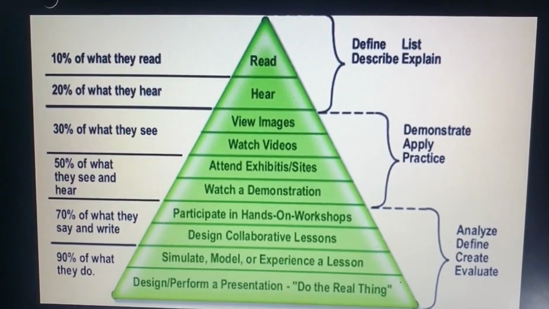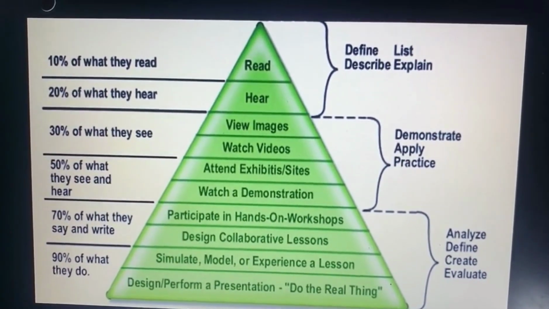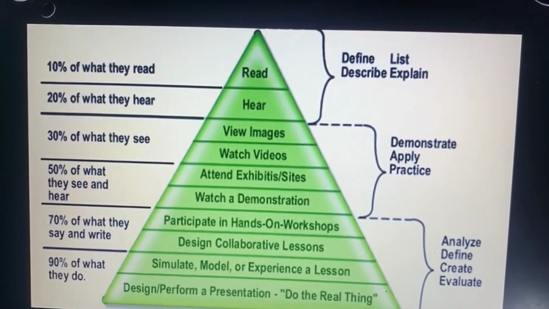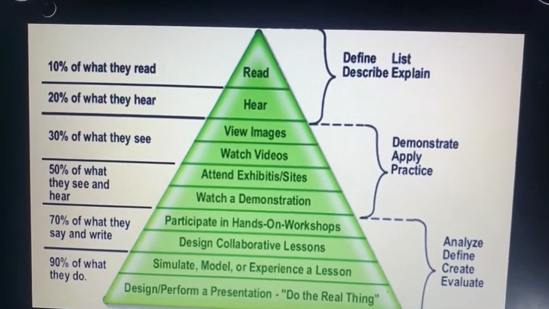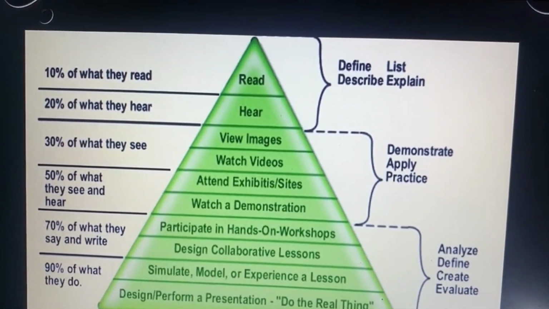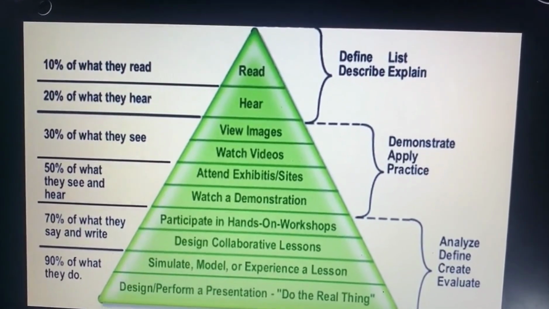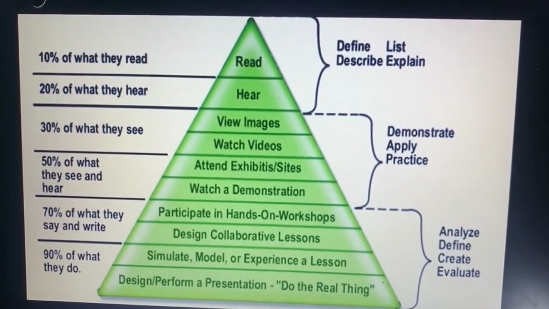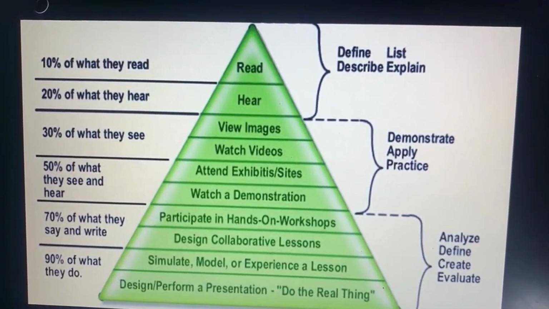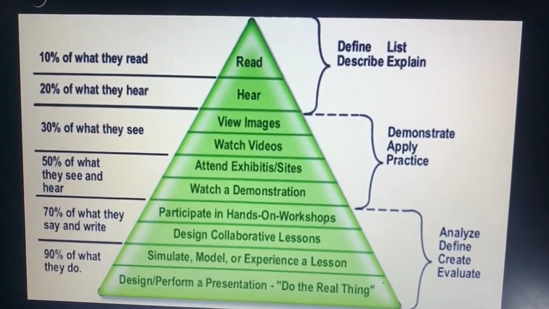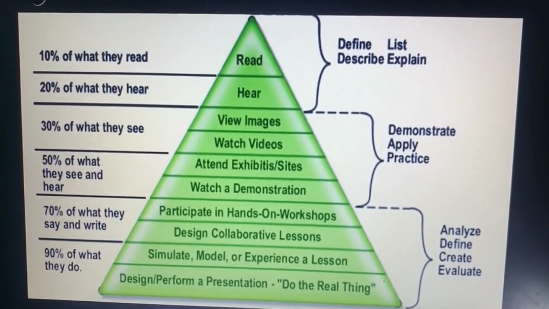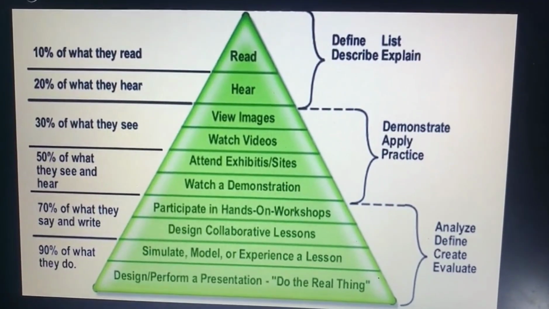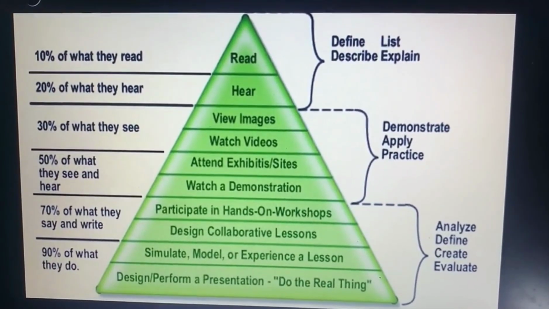So right now we will know the reason why we can only acquire 10% of what we read, 20% of what we hear, 30% of what we see, such as images and watching videos, 50% of what we see and hear, which is attending exhibits and watching a demonstration, and 70% of what we say and write, which is participating in hands-on workshops as well as designing collaborative lessons, and 90% of what we do, which is simulate, model, or experience a lesson, design or perform a presentation, or do the real thing.